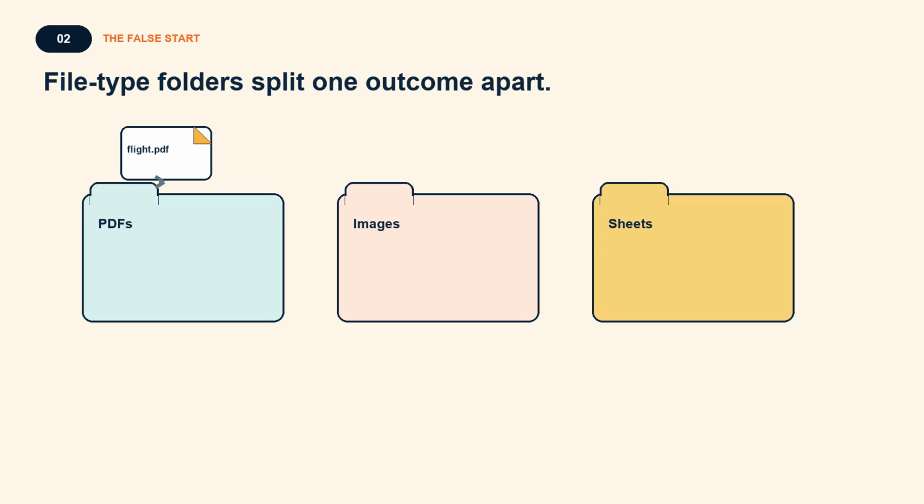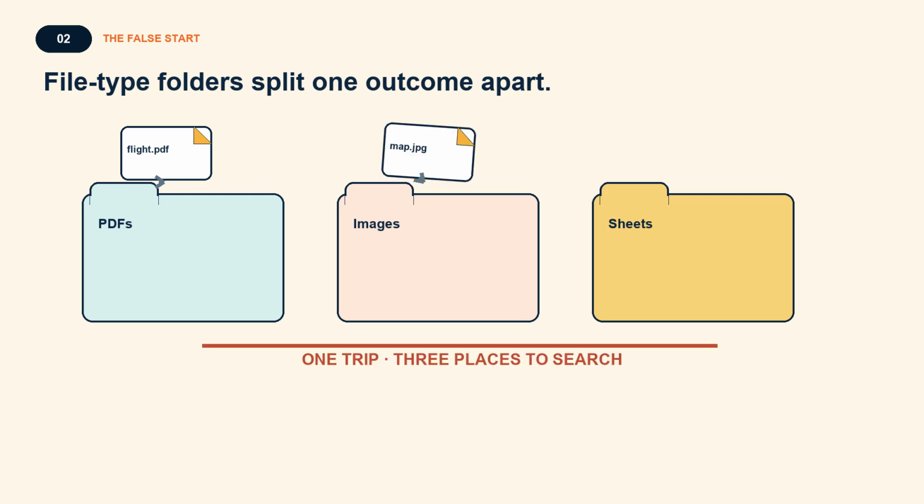The usual system starts with file types. PDFs over here, images over there, spreadsheets somewhere else. That looks tidy, but it separates files that belong to the same outcome. A flight plan, hotel receipt, and travel spreadsheet may be 3 file types, yet they all support the same trip. If you split them, retrieval becomes a scavenger hunt.